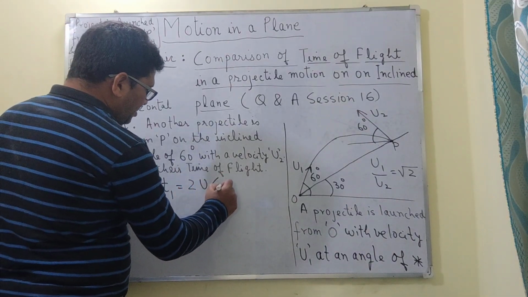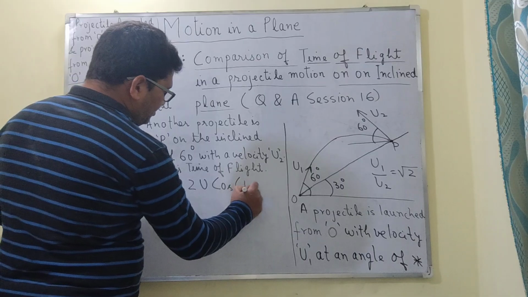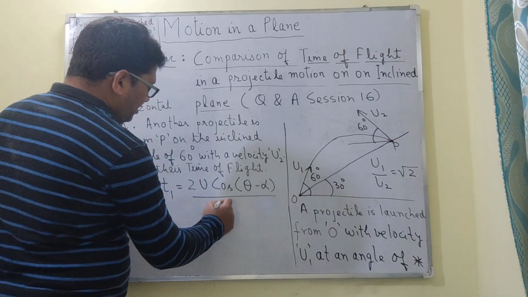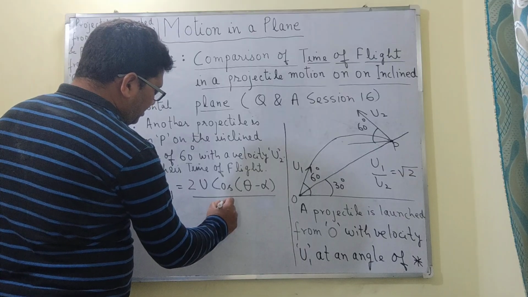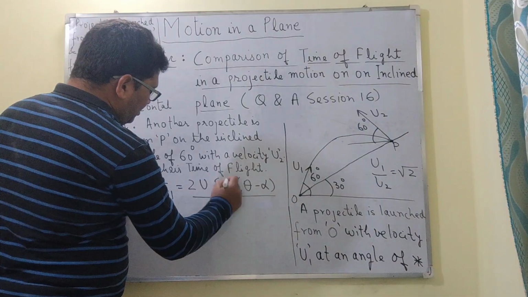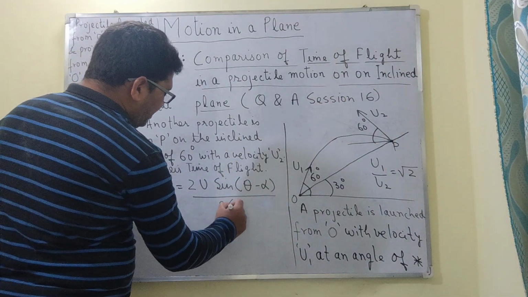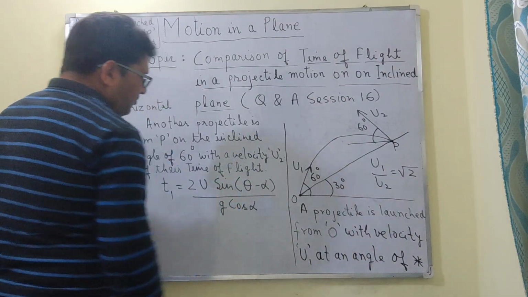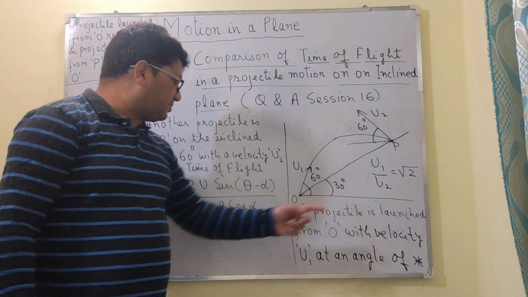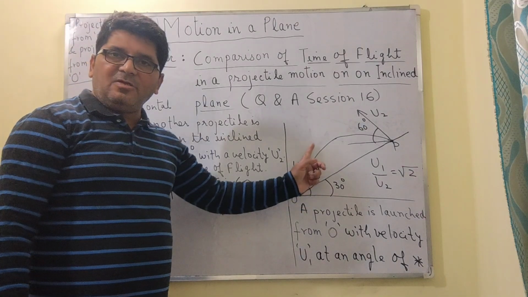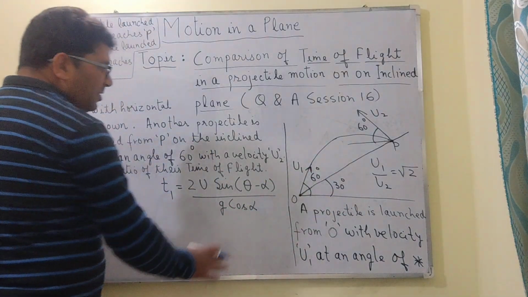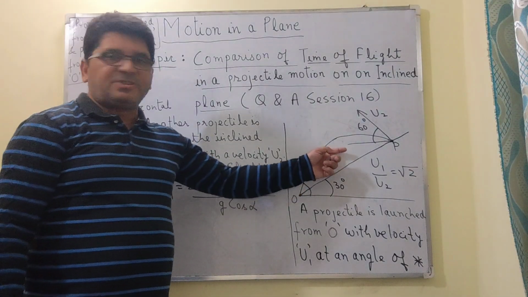t1 equals 2u cos(theta) sin(theta minus alpha) divided by g cos squared alpha, where alpha is the angle of inclination of this inclined plane with the horizontal and theta is the angle of projection with the horizontal. And this is the formula for the projectile motion up an inclined plane.